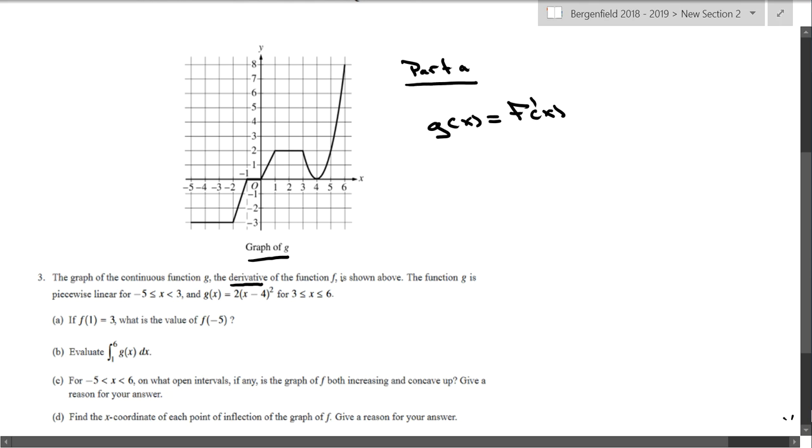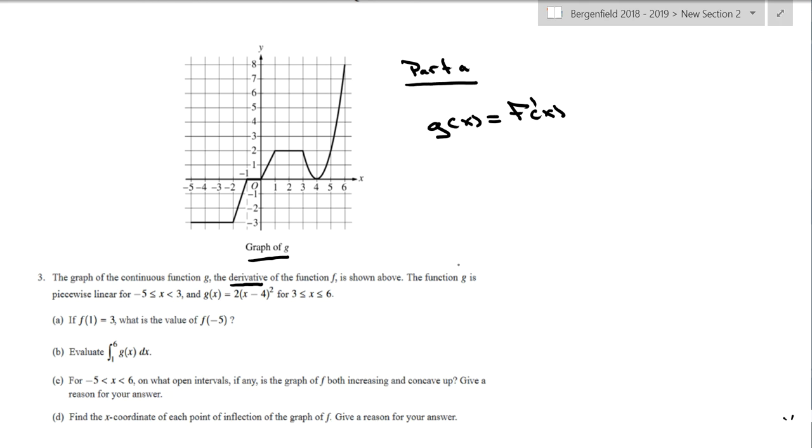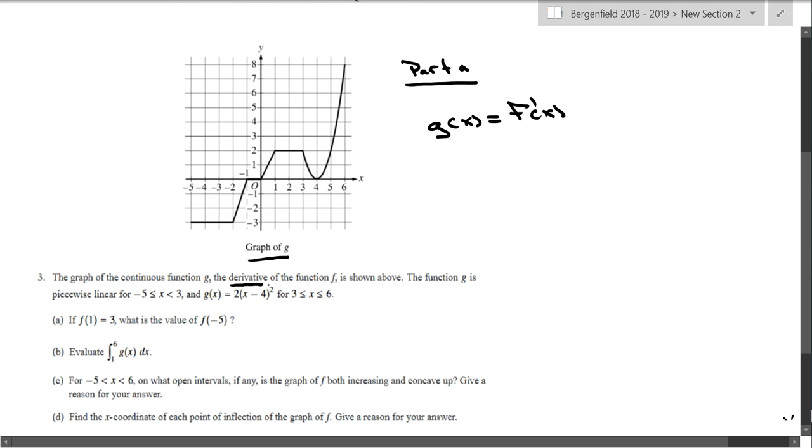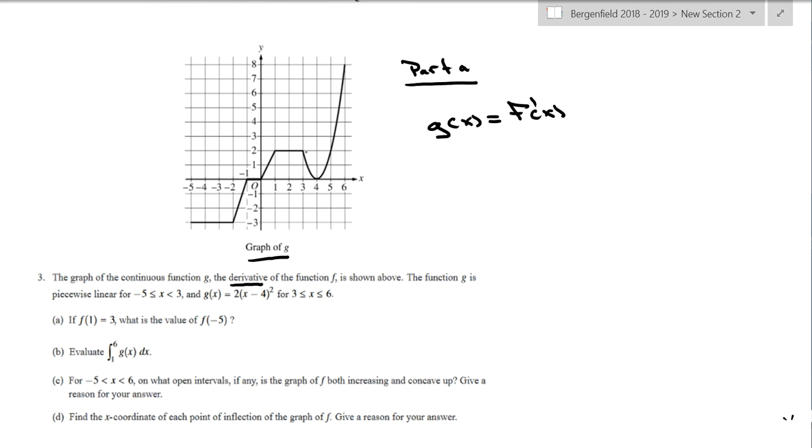Okay, I got that. The function g is piecewise linear from -5 to 3. And then from there on, g of x is equal to this function. That's where you're getting this curve, it seems. 2 times (x minus 4) squared for 3 to 6. Okay, so there's the piece right there. Okay, A says f of 1 is equal to 3. What is the value of f of -5?